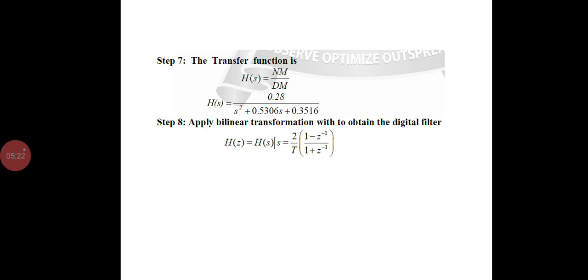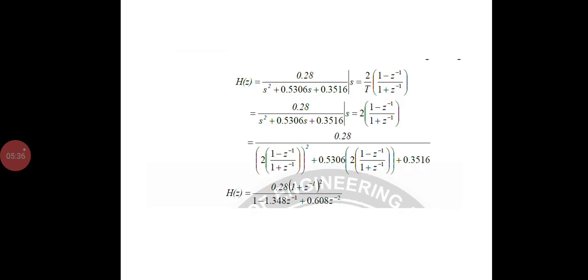Now the denominator of the transfer function of the analog filter can be given by this equation, equation 7. Now they are asked to find it by using the bilinear transformation. Therefore, while we want to perform this using the bilinear transformation, we replace s by 2 by T, (1 minus z inverse) divided by (1 plus z inverse). We are just replacing and calculating. Finally, we get H of z equal to 0.28 into (1 plus z inverse) the whole square divided by the denominator. That's all. Thank you.